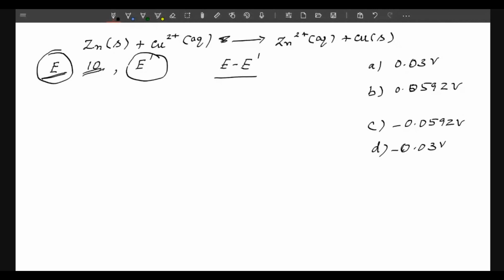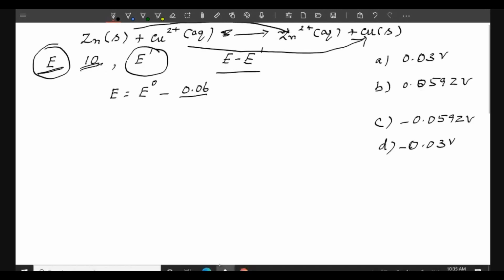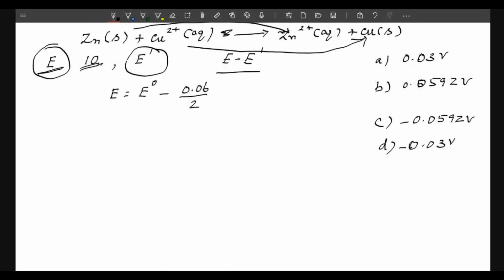Since it is a non-standard condition, you should make use of the Nernst equation. E is equal to E naught minus 0.06, our correct value is 0.0592, by n. n is the number of electrons involved in the process. In the cell reaction, how many electrons are involved? Zinc goes to zinc 2 plus, 2 electrons are released, and copper 2 plus goes to copper, 2 electrons are consumed. Therefore, n is 2, into log of the concentration on the product side.